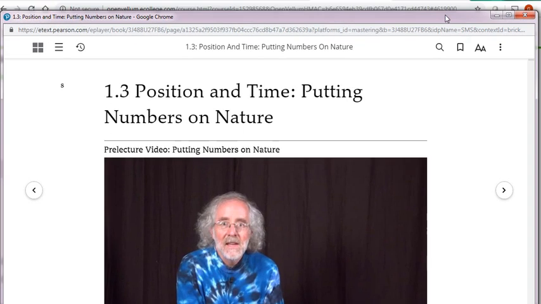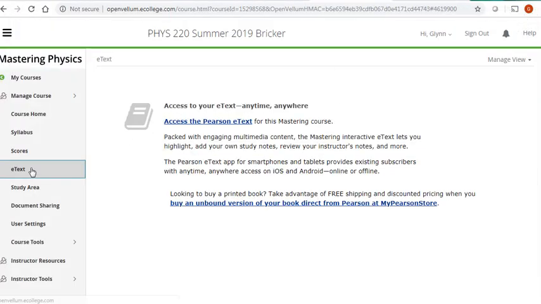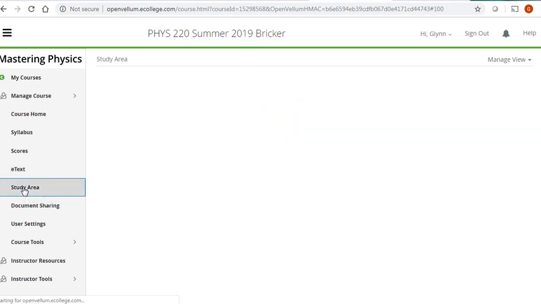Okay, so Mastering Physics, that's where the e-text is located. Let me close the e-text out. That's one thing that you have here. Now you also have something called the study area.